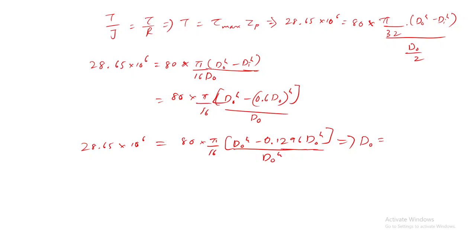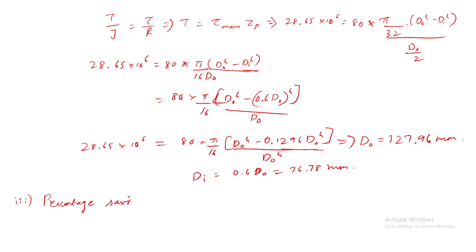Is it 127? Yes, it is 127.96 mm. Okay, from this you can calculate di equals 0.6 times d naught, which is 76 mm. Okay. So the dimensions of the hollow shaft we have also calculated. Now the third part is, what is the percentage saving in weight?